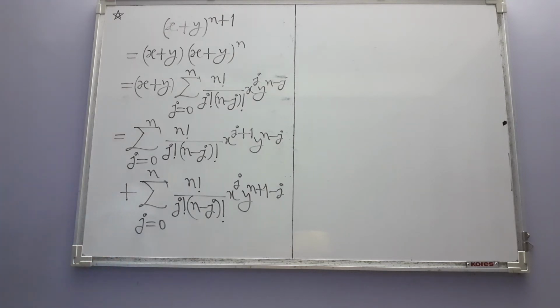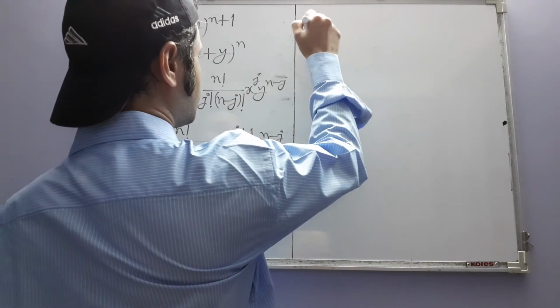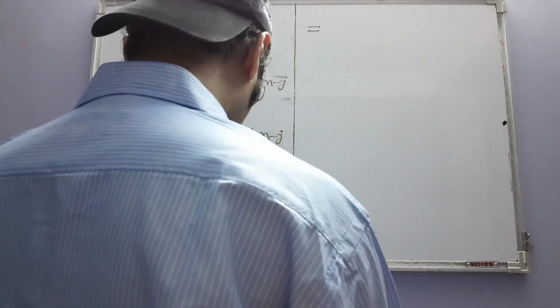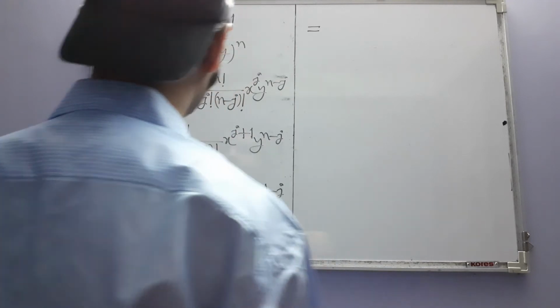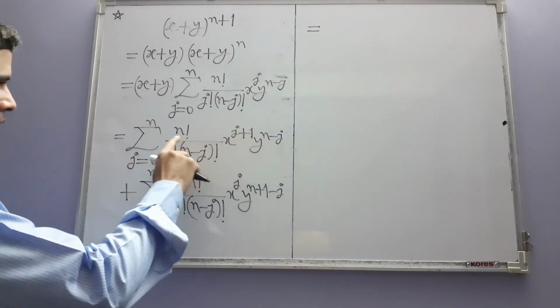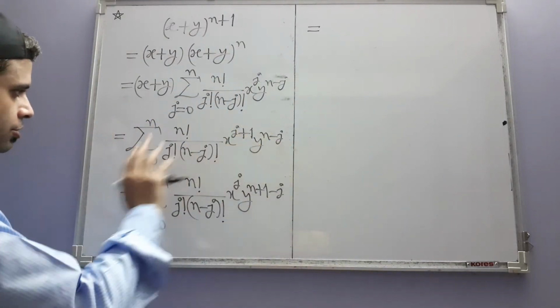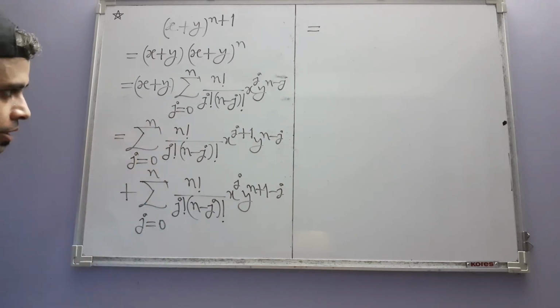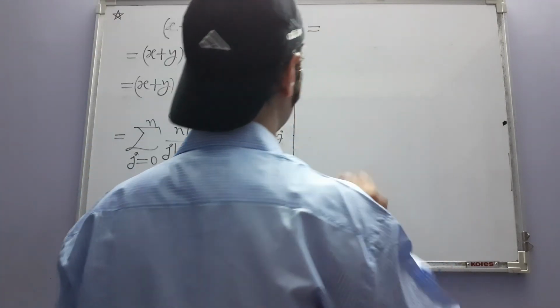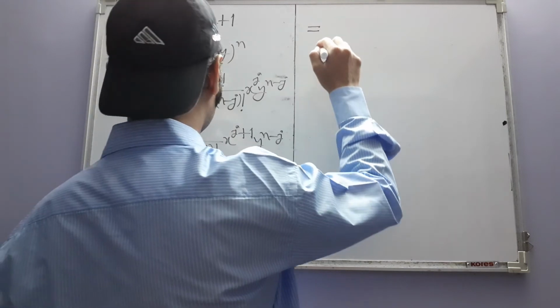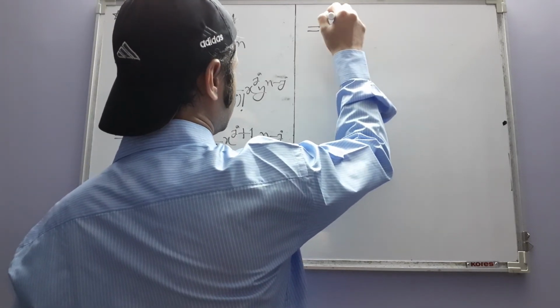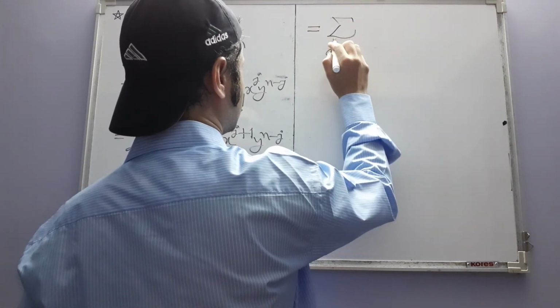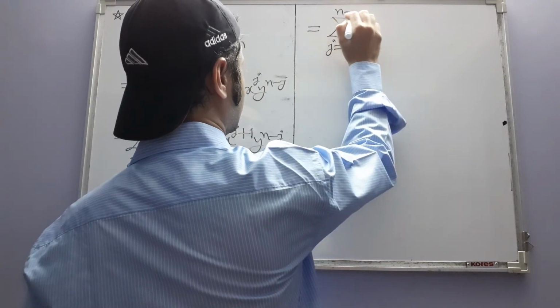There is no problem with this part, but now comes the problem. So first we take that term outside, which corresponds to j equal to n, and that term is x to the power n, j equal to 0 to n minus 1.